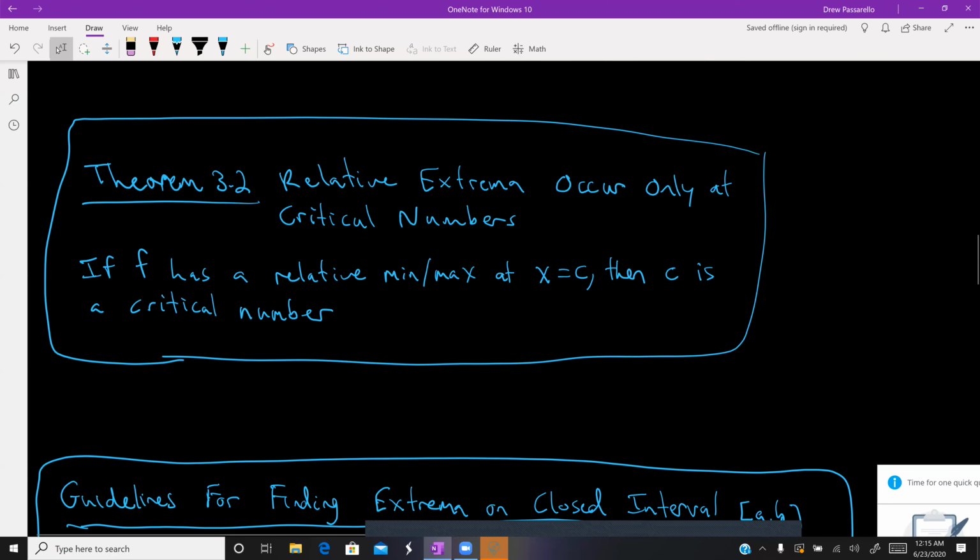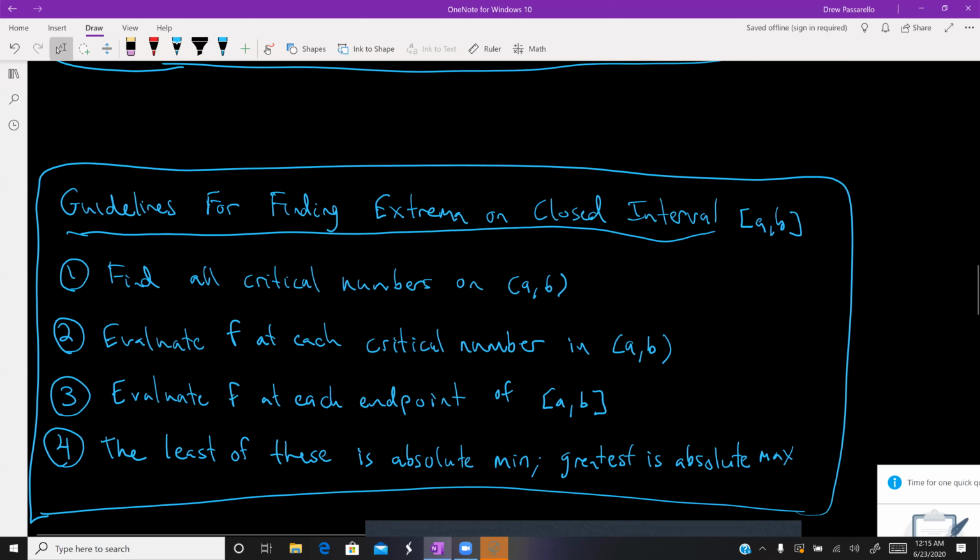So that is all the terminology. Now, what we're going to do in this section is essentially find critical numbers and then determine from the critical numbers what the absolute min and absolute max are to the graph on some closed interval. All right, so these are the guidelines for finding extrema on a closed interval [a, b]. The first step is to find all critical numbers on the open interval (a, b). So we only look at the values in between a and b for the critical numbers.